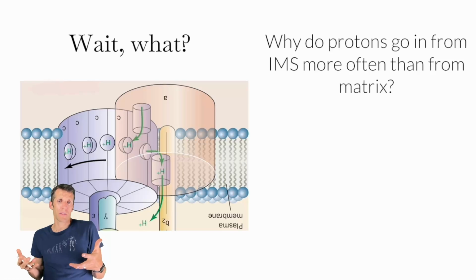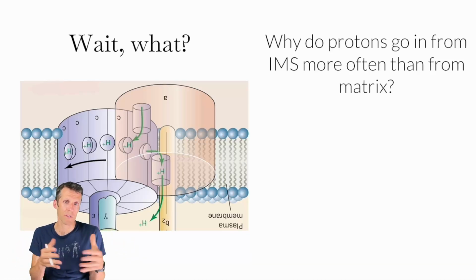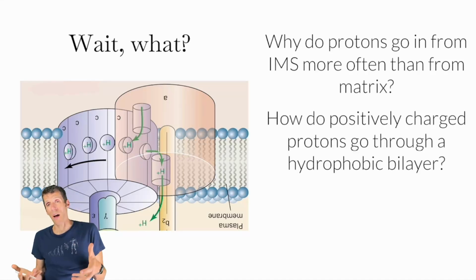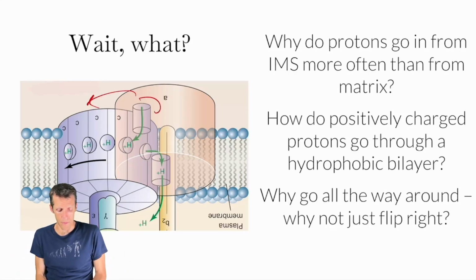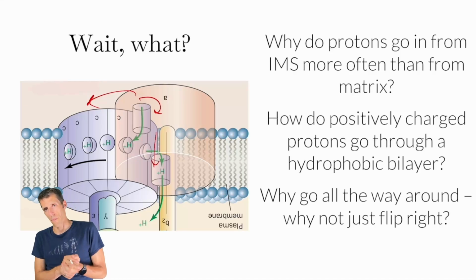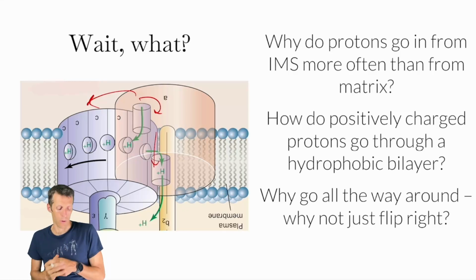So we're going to unpack that, and we're going to ask 3 more questions. Why do protons go from the IMS more often than from the matrix? How does a positively charged proton go through a hydrophobic bilayer? That's puzzling. And then why go all the way around? Why go this way and not just flip that way and dump the proton out? Okay, so let's tackle those 3 questions.